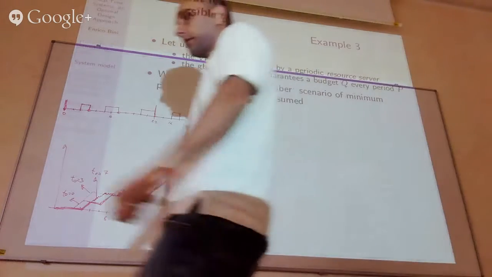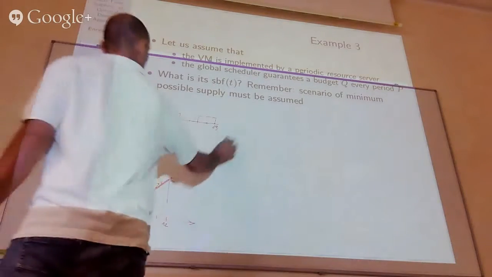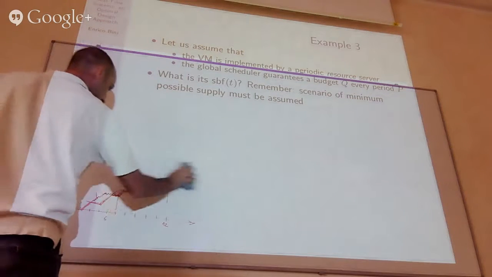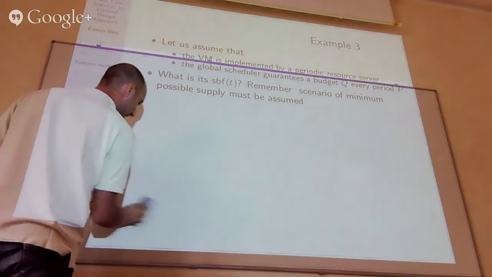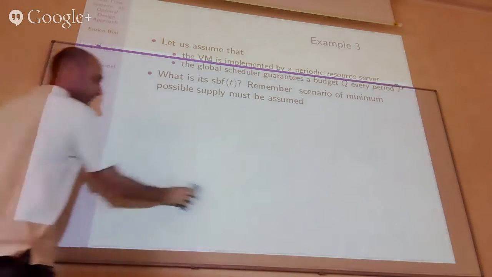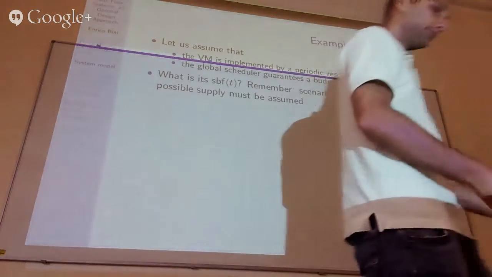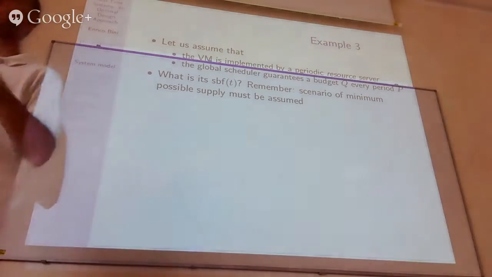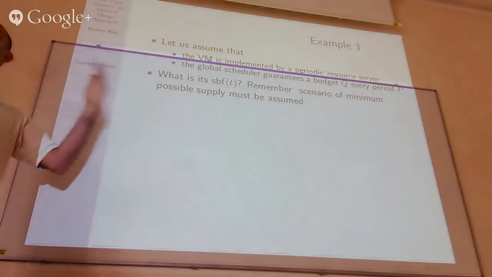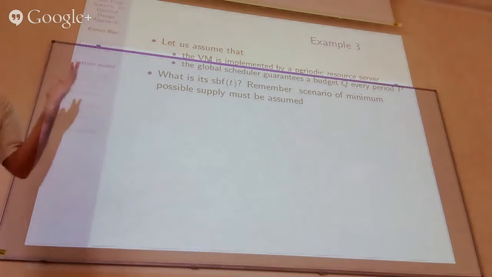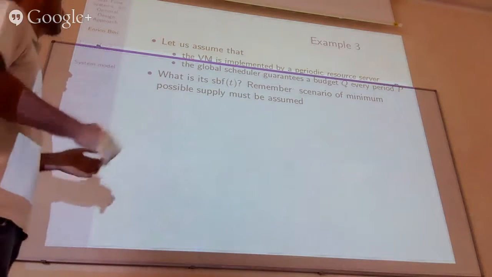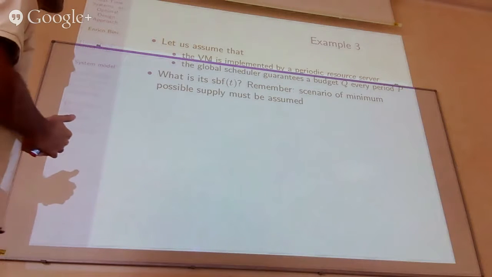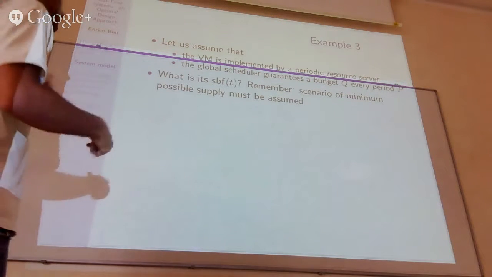Now let's make another case. In both cases we have seen so far, the global scheduler had a fixed schedule, which was repeating over time, which was a static time partition. That is actually very common practice, if you want. Now we consider a different case.